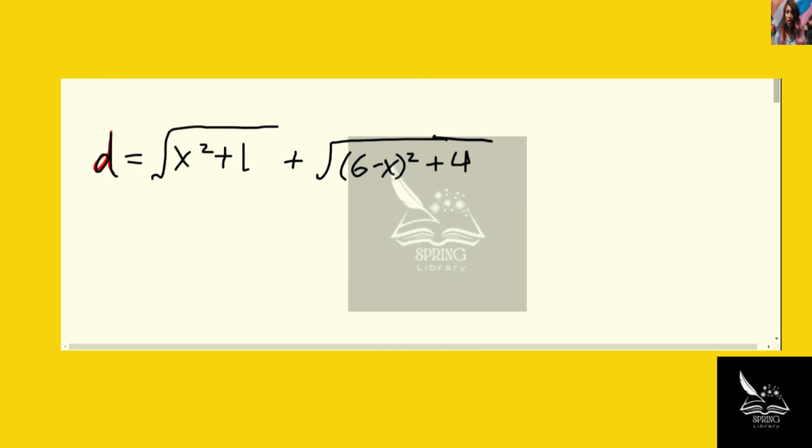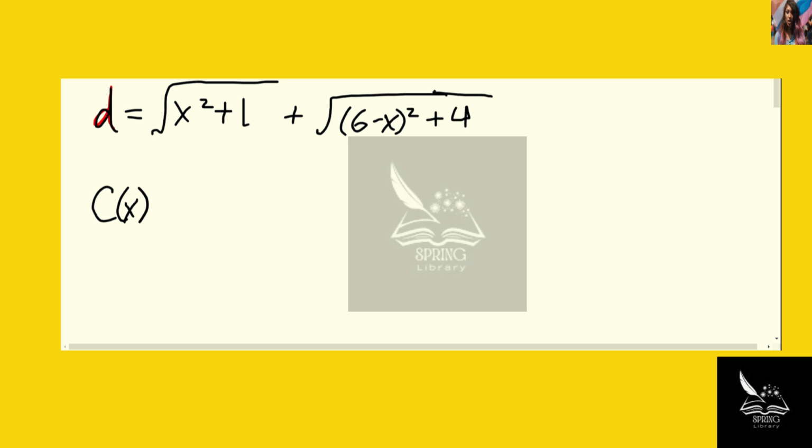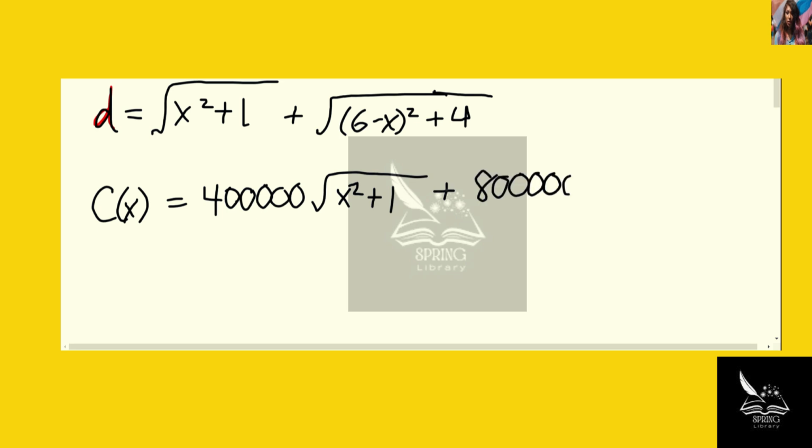So our cost function, c, is a function of x. Well, this is 400,000 times the square root of x squared plus 1, plus, and then the cost under the river is 800,000 per kilometer, times the square root of, expanding, x squared minus 12x plus 40.